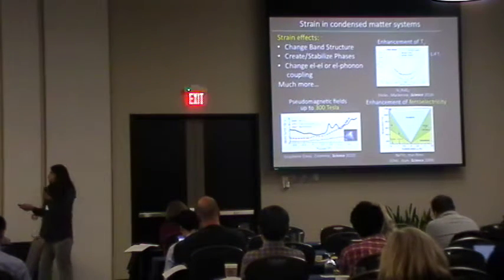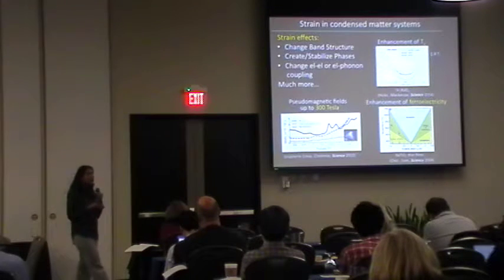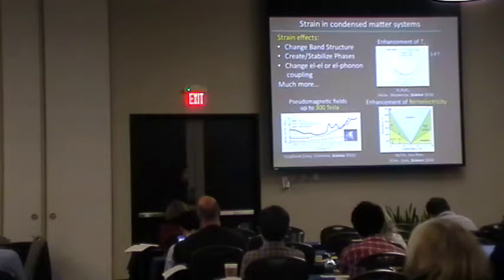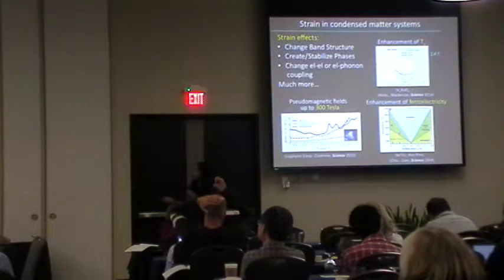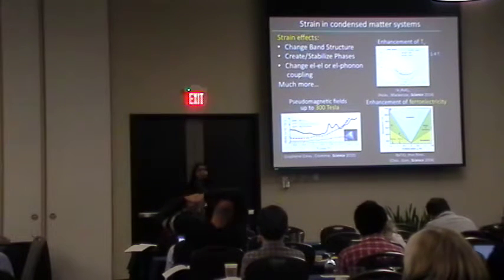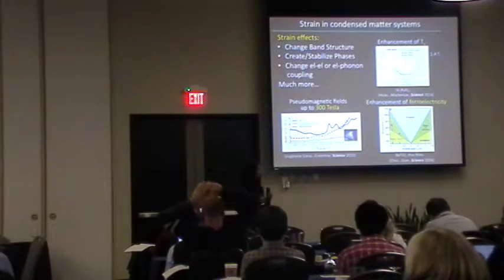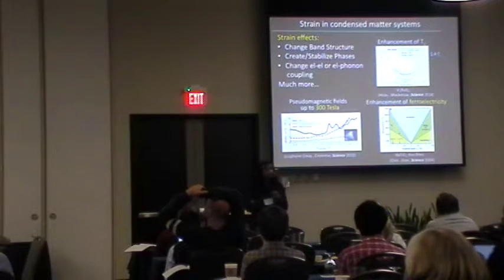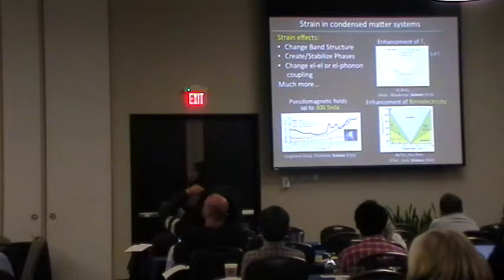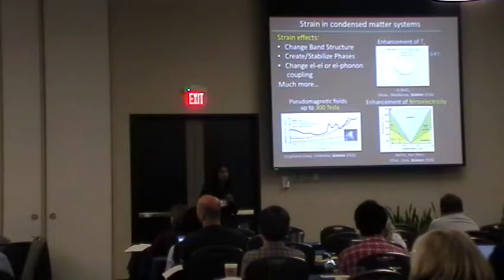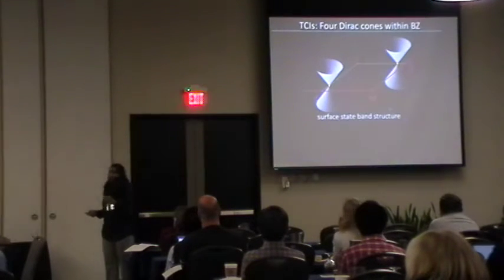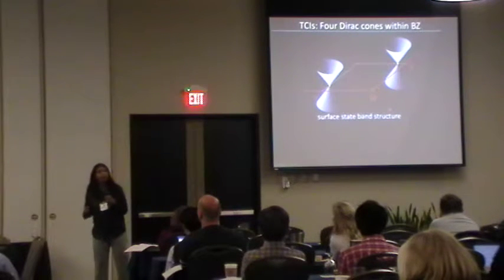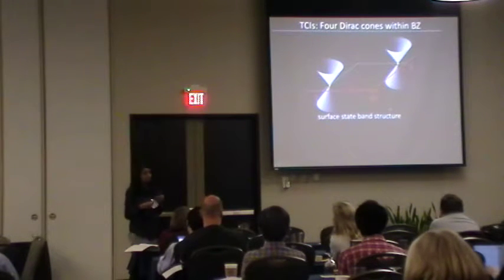So to do this, strain is a very powerful knob in condensed matter physics. There's some beautiful experiments showing how you can use strain to actually enhance Tc by a factor of 1.5 in strontium ruthenate. You can get pseudo Landau levels in graphene and so on. So strain is really a very powerful knob, underutilized in fact. So in our case, what do we expect strain to do?